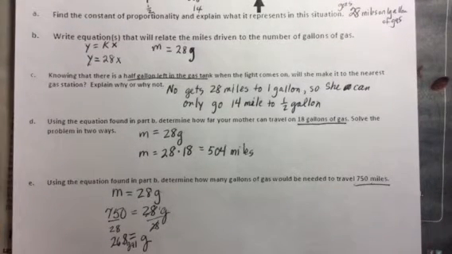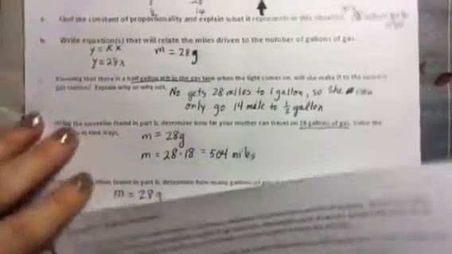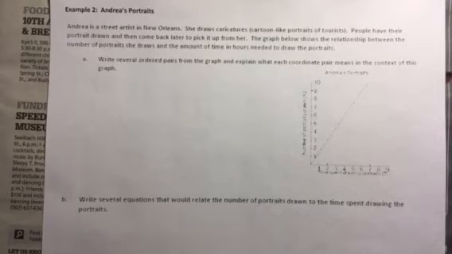All right, so now let's look at our next example. And our next example is about Andrea's portraits. For Andrea's portraits, read the problem there. So it says, Andrea is a street artist in New Orleans. She draws caricatures, cartoon-like portraits of tourists. People have their portrait drawn and then come back later to pick it up from her. The graph below shows the relationship between the number of portraits she draws and the amount of time in hours needed to draw the portraits.